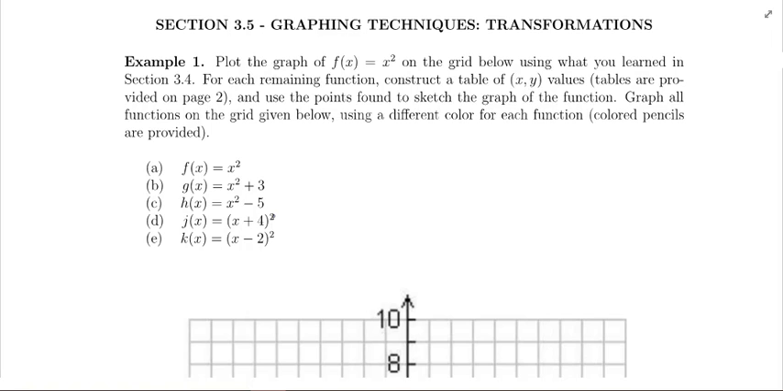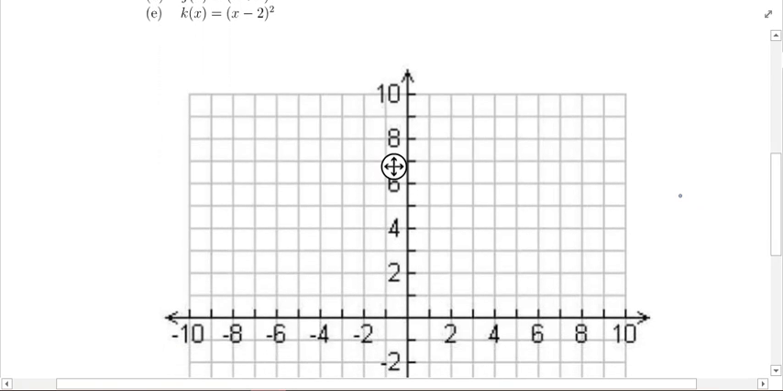Okay, so let's begin by graphing f of x is equal to x squared. We know what this looks like from section 3.4, like I've said. I'm going to go ahead and put that one in black. So we know that x squared is going to be a parabola. It goes through 0, 0. It goes through 1, 1. It goes through 2, 4. And it goes through 3, 9.